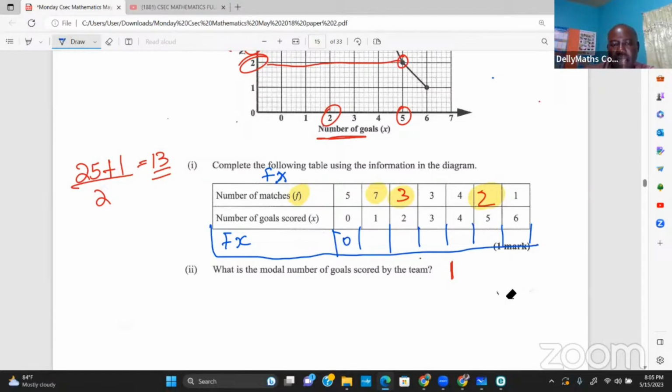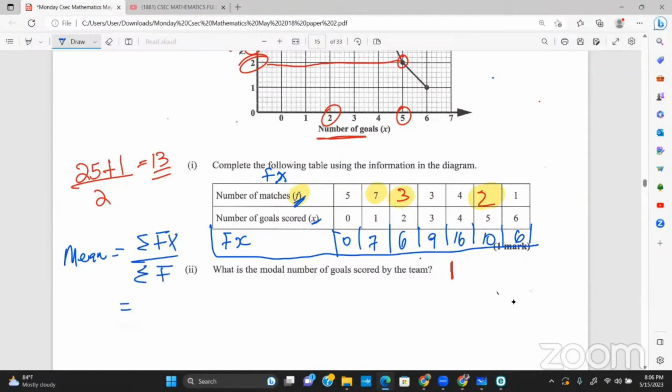This is f, this is x. Let's multiply. 5 times 0, 0. 1 times 7, 7. 3 times 2, 6. 3 times 3, 9. 4 times 4, 16. 2 times 5, 10. 1 times 6, 6. All right. So we want to find the total for that. Remember that the mean is the sum of the fx over the sum of f. So let's add up all those fx.